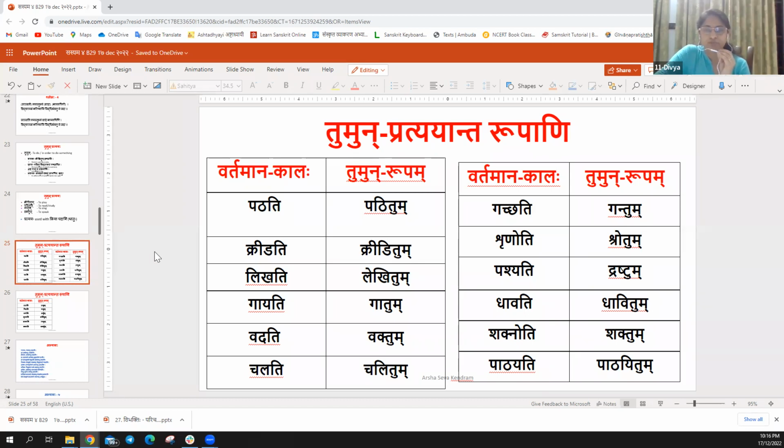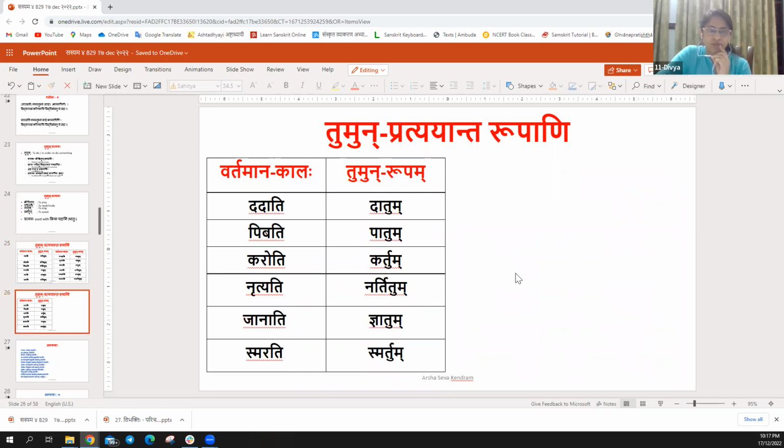Patati patitum, kridati kriditum, likhati lekhitum, gayati gatum, vadati vaktum, chalati chalitum, gachati gantum, shrunoti shrotum, pashyati drishtum, drashtum, dhavati dhavitum, shaknoti shaktum, pathayati pathayitum. Next slide.